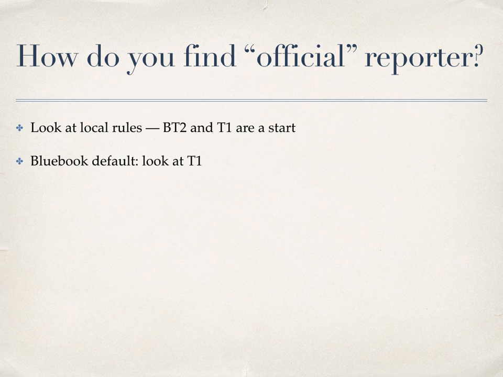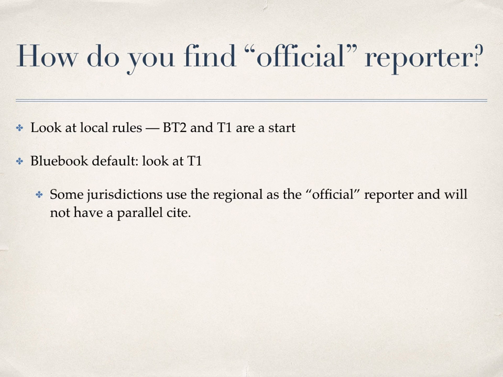But if we're just going on a Bluebook default and not following local rules, because they're silent or you're not required to follow them based on your assignment, take a look at T1 for any given jurisdiction. You'll see that some jurisdictions use the regional as the official reporter and will not have a parallel cite. For an example of this, take a look at Oklahoma. You'll see at one point Oklahoma did have an official reporter called the Oklahoma Reports, but that hasn't published any cases since the mid-50s. Now you would just cite to the regional reporter.